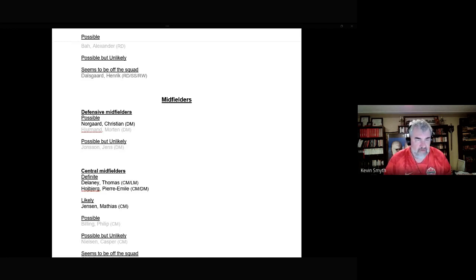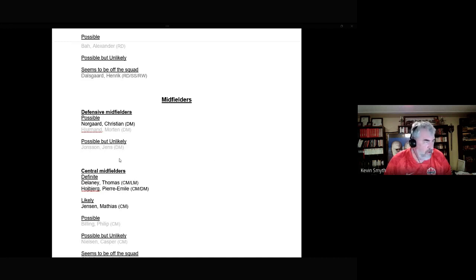So generally, we're looking at Thomas Delaney and Pierre-Emile Højbjerg, and Christian Norgård seems to come in when they're looking for a bit more of a defensive midfielder there. And sorry, I think I said it was Jens Johnson who came in, but actually I think it was really Matthias Johnson who played those last 2 Nations League games in central defence.